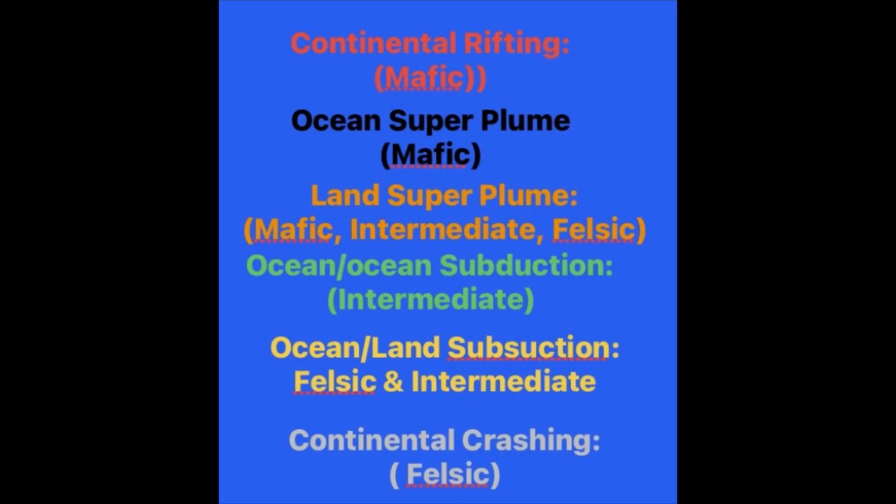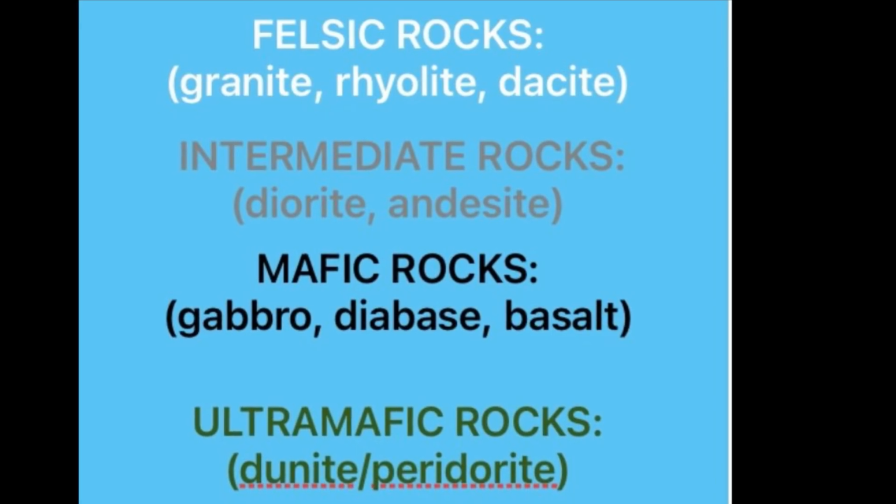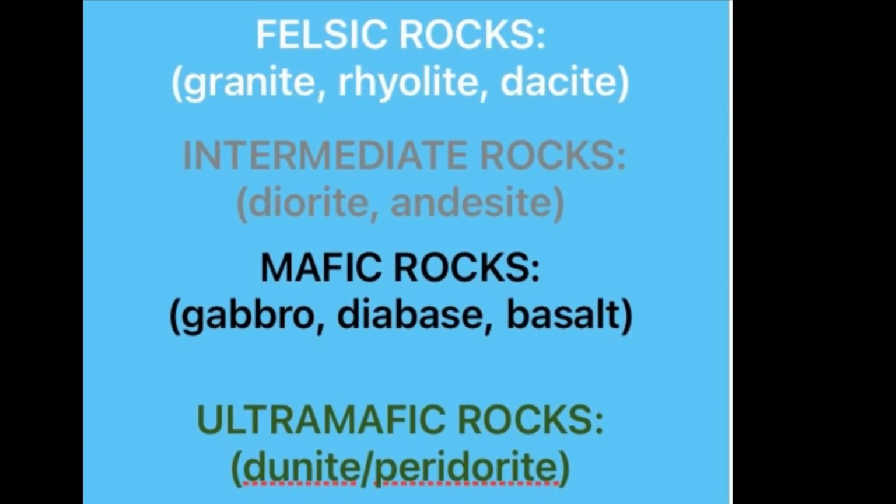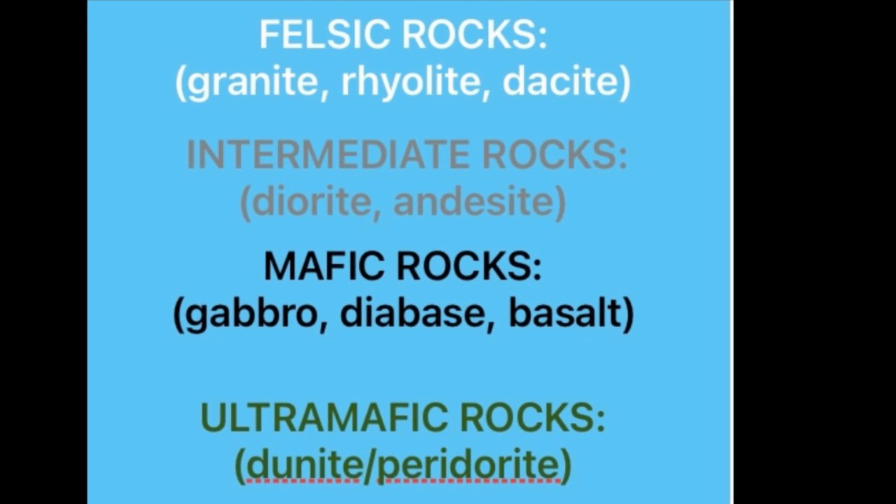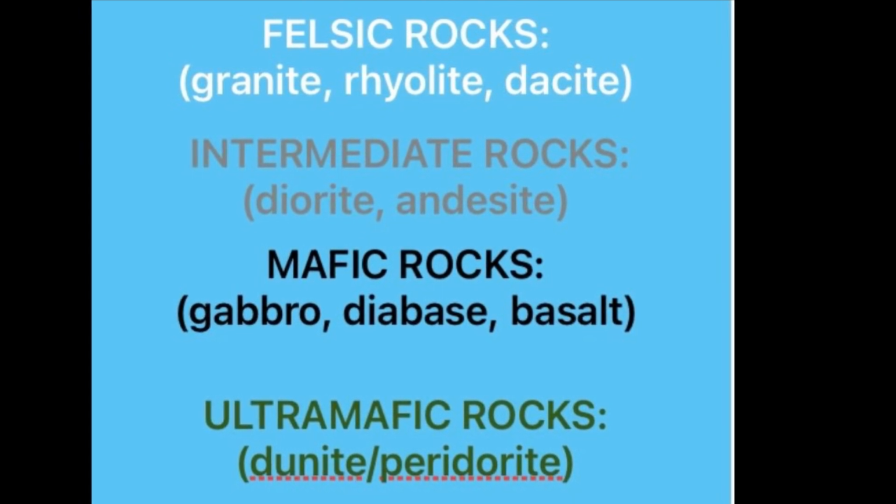Okay, guys, here's a kind of summary of what we've been talking about, the rocks produced by different plate tectonic activities. Be sure to remember that these are just generalized guidelines that represent the most likely rocks that will be produced in abundance by a particular plate tectonic activity. And as a quick review, here's a list of felsic, intermediate, mafic, and ultramafic rocks with examples of each.